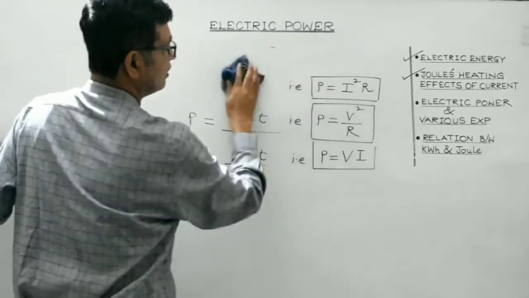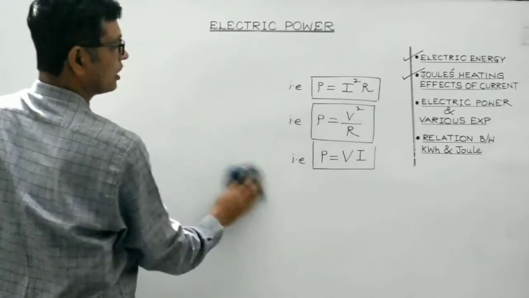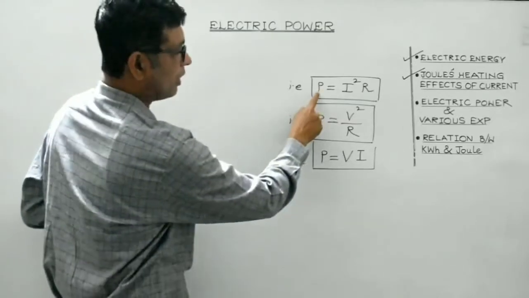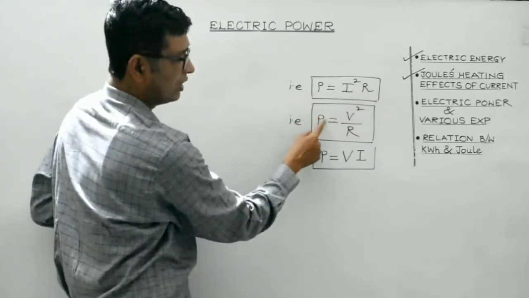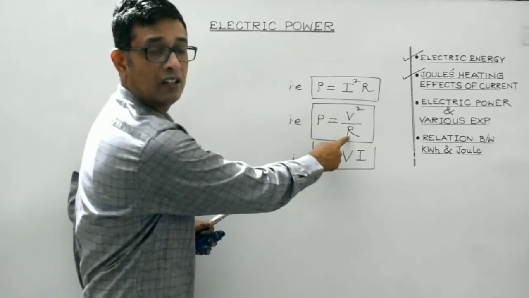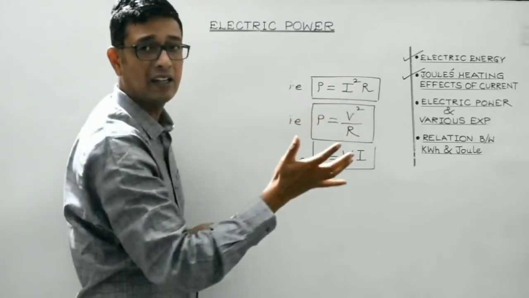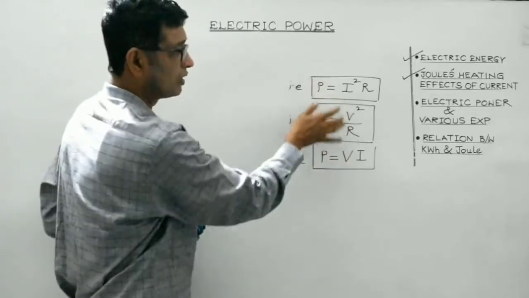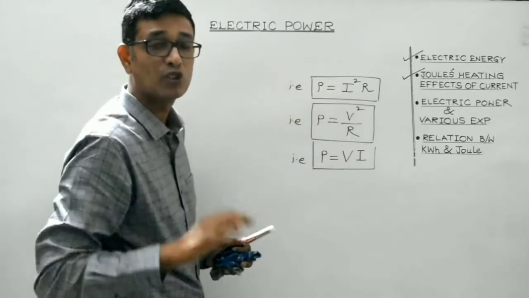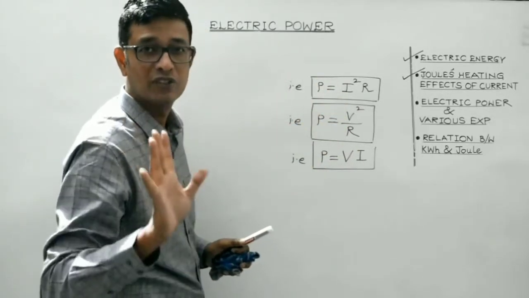So here again, I must mention that very, very important point. Here power is directly proportional to R. Over here power is inversely proportional to R. So first time it might give us the impression as if both are contradicting each other. But students, it is not so.